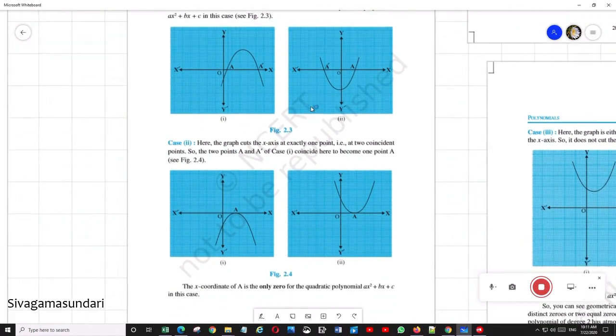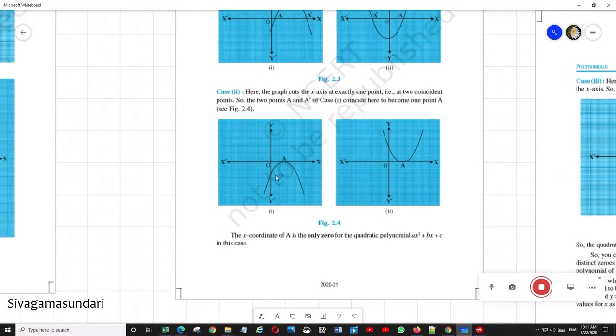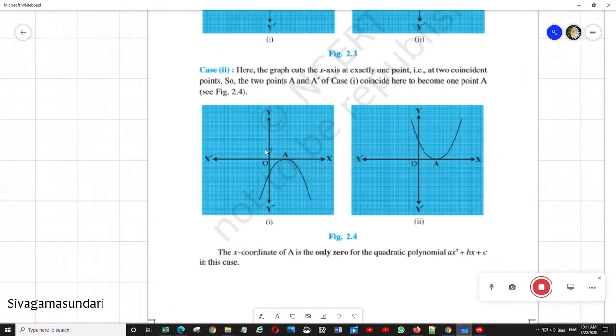Here the line intersects the x-axis at only 1 point, A. So we say that the equation has only one zero, that is A. Similarly, in the next graph also.